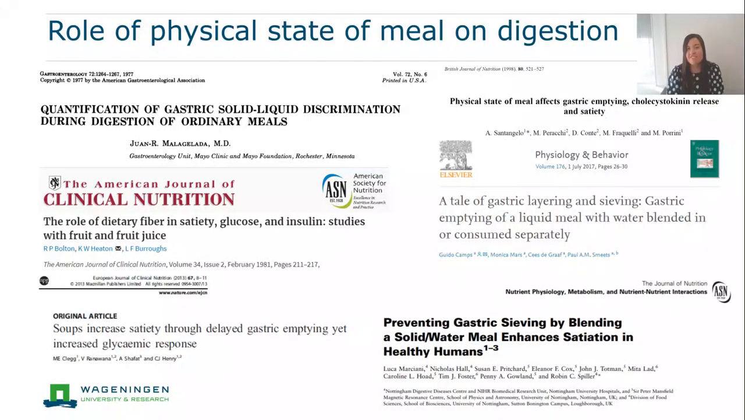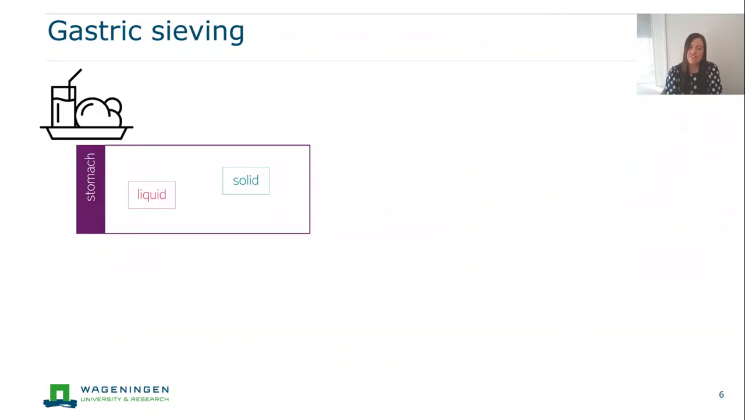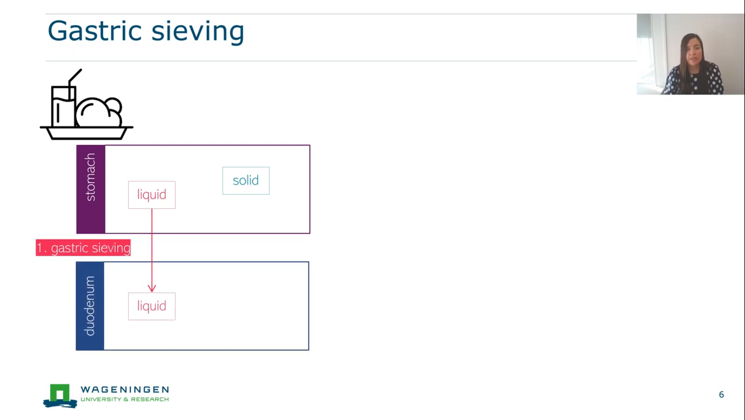This is nothing new. In fact, it has been researched extensively in in vivo studies. And the reason for the different digestive fate is a concept called gastric sieving. When we consume a solid and liquid meal, so a meal composed of a solid and liquid component, it arrives as such in the stomach. The liquid is emptied first and faster into the small intestine. The solid, however, needs to go through a different process. It first needs to stimulate the antrum to start contracting after a lag phase, and once the contractions have started, so does the grinding. Once the particles have been reduced to a size small enough to go through the pylorus, gastric emptying of the solid component can start.